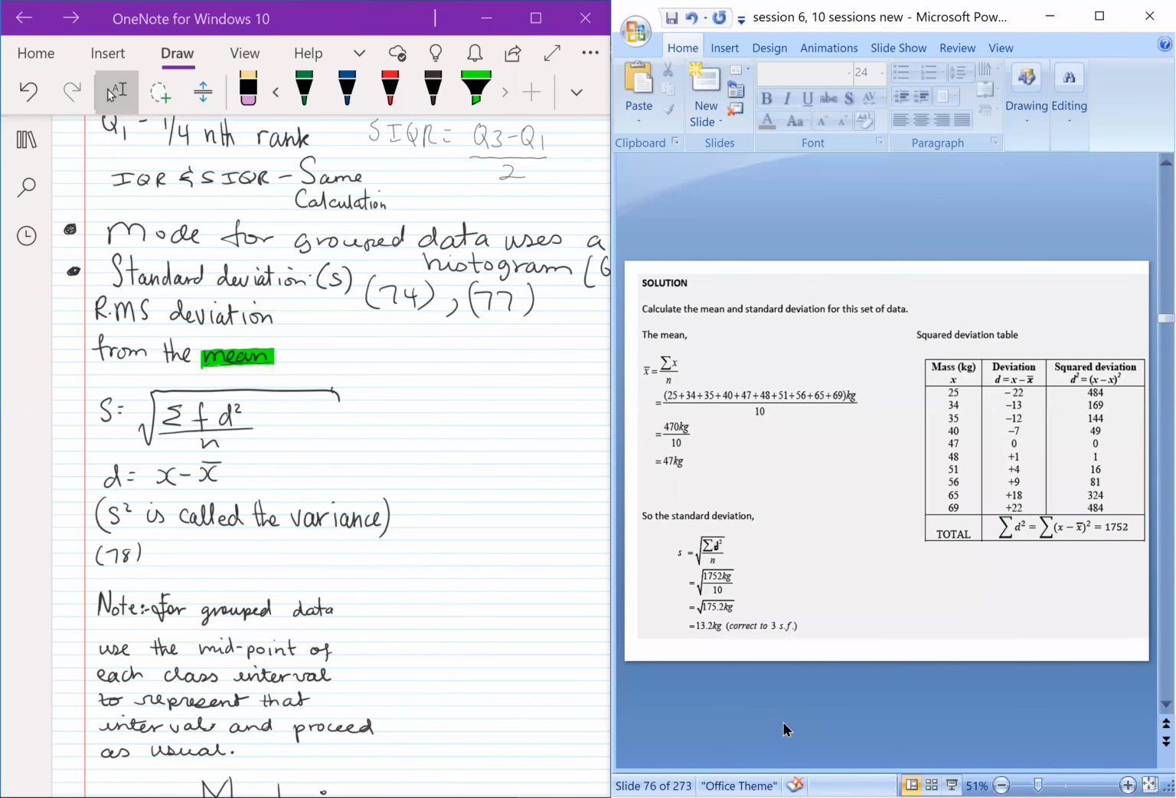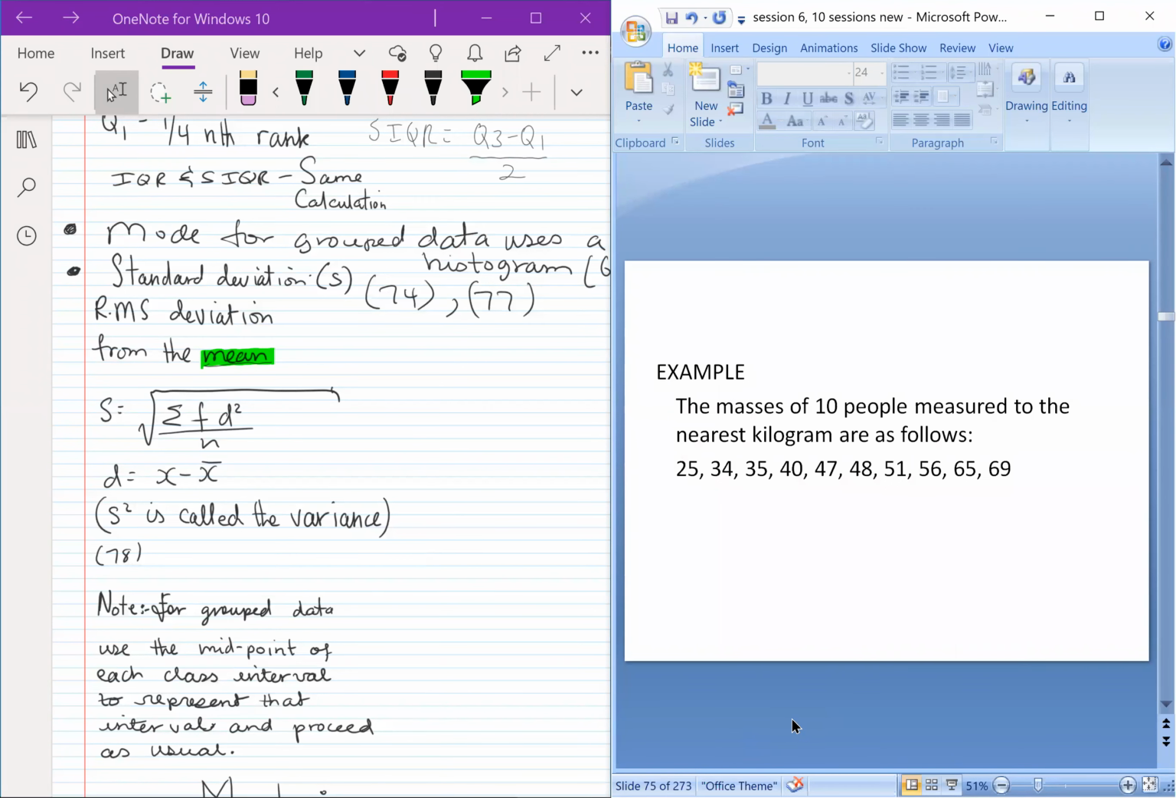All right. So we are looking at our example. They say the masses of 10 people measured to the nearest kilogram are as follows, right?